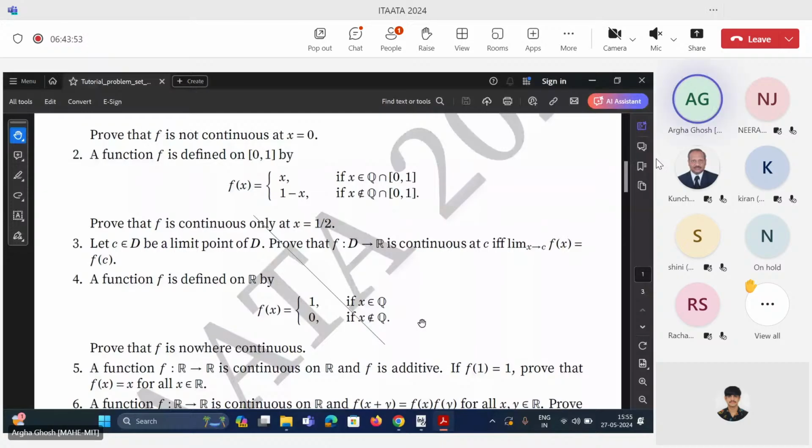Use sequential criteria. Consider a point, let's say a rational point, and consider a sequence of irrationals that converges to that point, and use the fact that if the function is continuous there, what will happen to the sequential criteria?